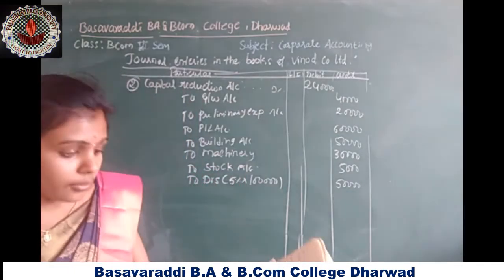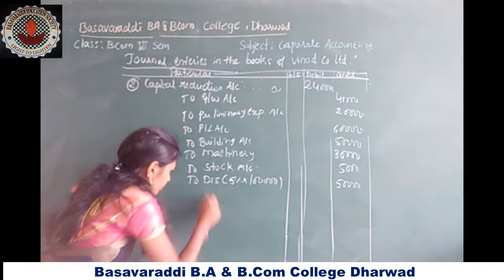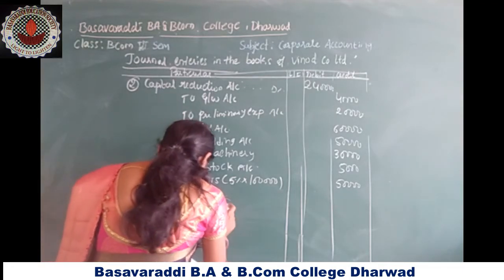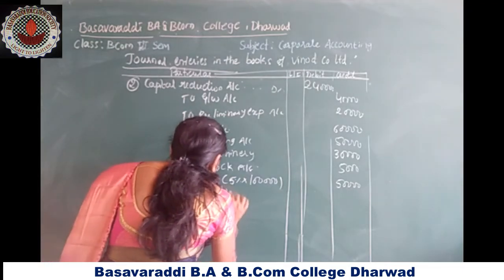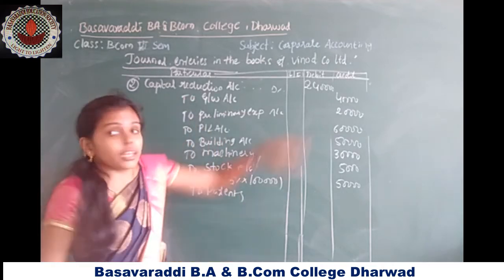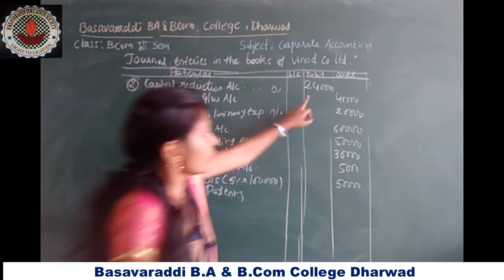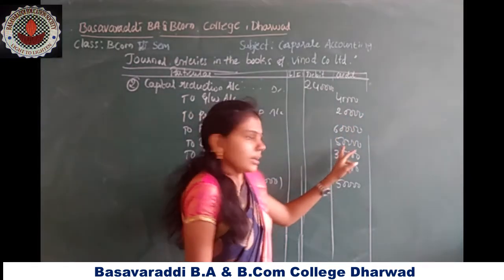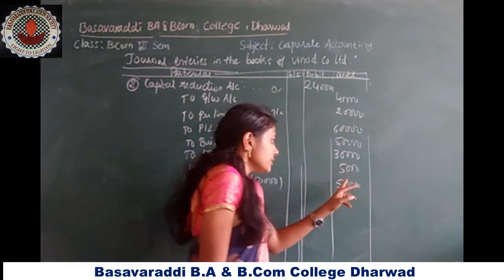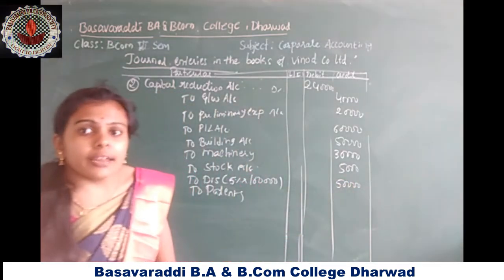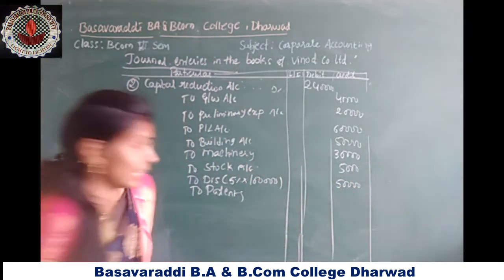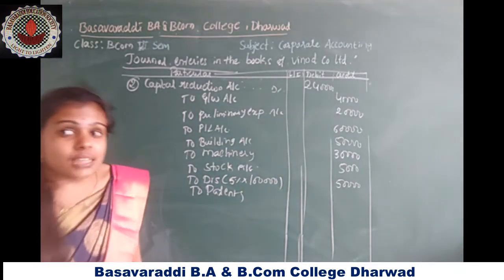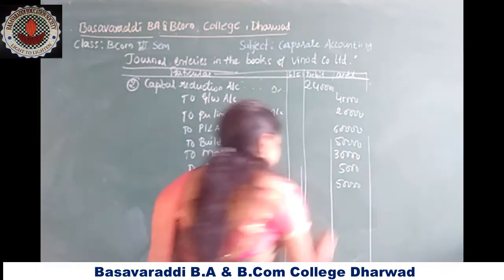Next, to patents. The difference amount we have to transfer to the patents account. 2,40,000 minus 40,000 minus 20,000 minus 60,000 minus 50,000 minus 30,000 minus 5,000 and then minus 50,000. The difference amount we have to transfer to the patents account, that is 30,000 rupees.